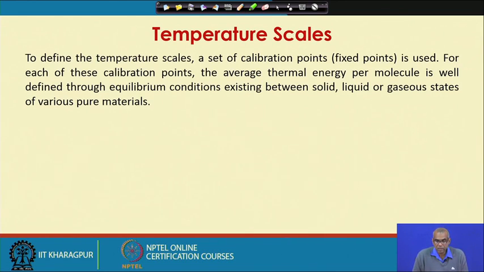To define the temperature scales, a set of calibration points or fixed points is used. For each of these calibration points, the average thermal energy per molecule is well defined through equilibrium conditions existing between solid, liquid or gaseous states of various pure metals. So, this is what we just saw through the graph, where we showed how the solid becomes liquid and liquid becomes gas upon application of heat, and there exists solid-liquid equilibrium and liquid-vapor equilibrium. Those conditions can be used as fixed points or calibration points.